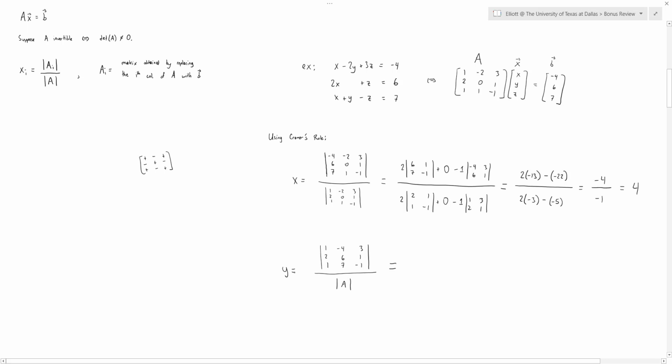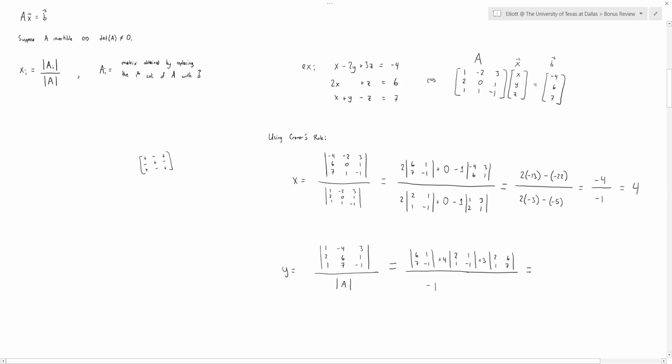Now, we've already calculated the determinant of A previously. So we know that in the end, determinant of A is -1. Let's calculate the determinant of this matrix in the numerator. There are no zeros anywhere, so let's just expand along the first row this time. So we're going to have plus 1, and then cross out the row and the column. Next will be minus -4, so plus 4. Cross out the row and the column. And then lastly, you're going to get plus 3. Again, cross out the row and the column containing that 3. We have 2, 1, 6, 7 remaining.